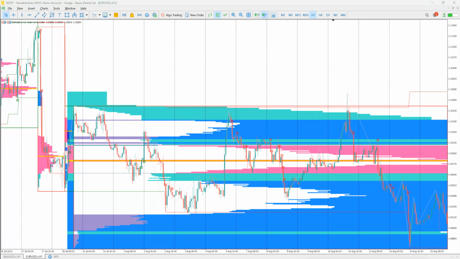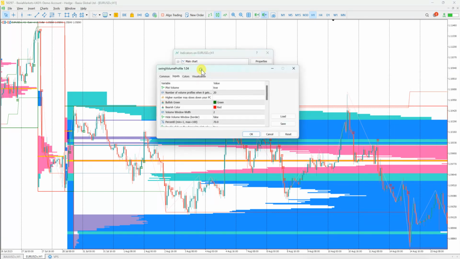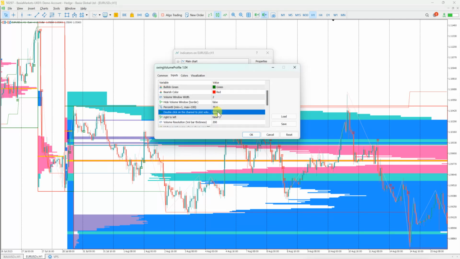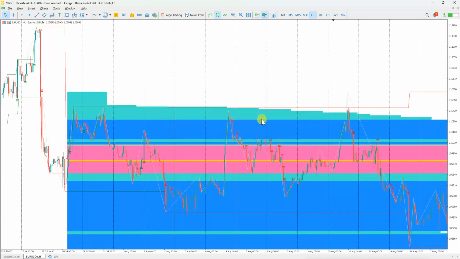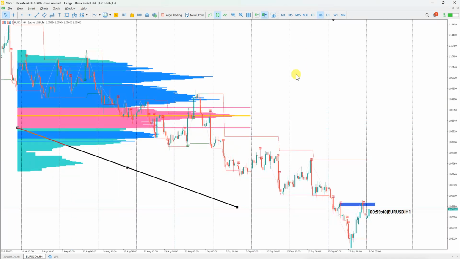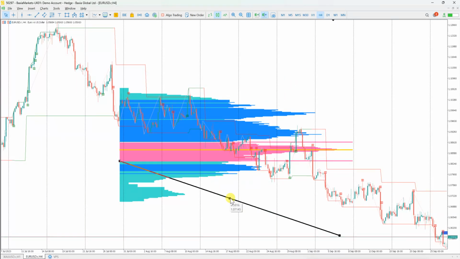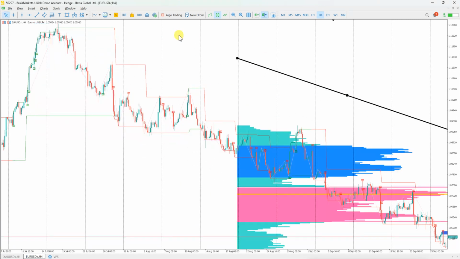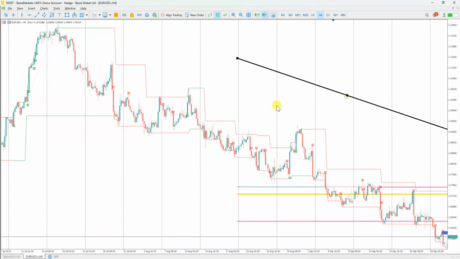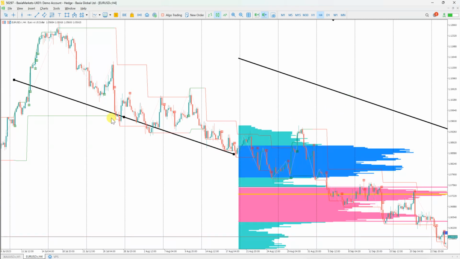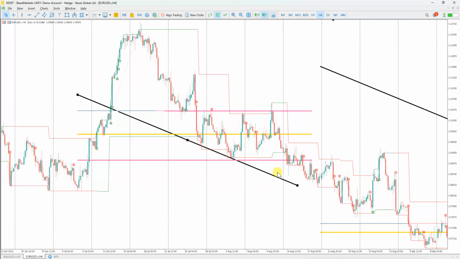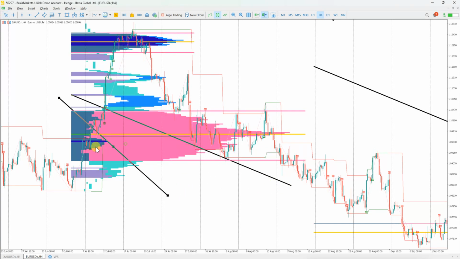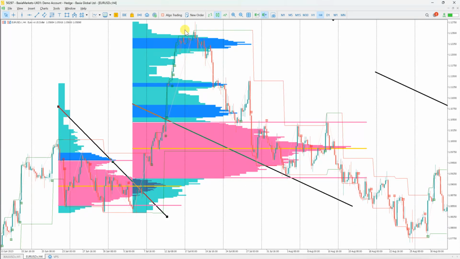Let's disable the volume profile first and disable double click. There, the volume profile keeps updating live. If I move it, it will be updated. I can duplicate it too.